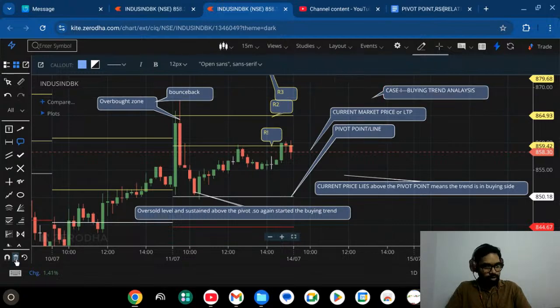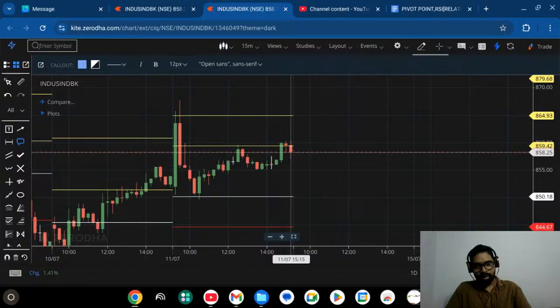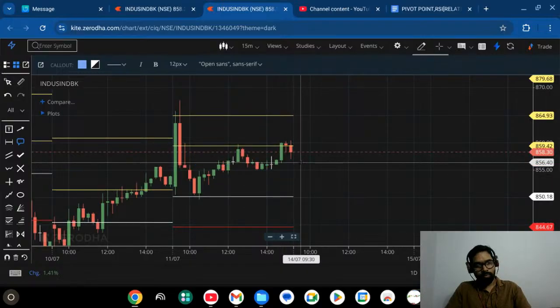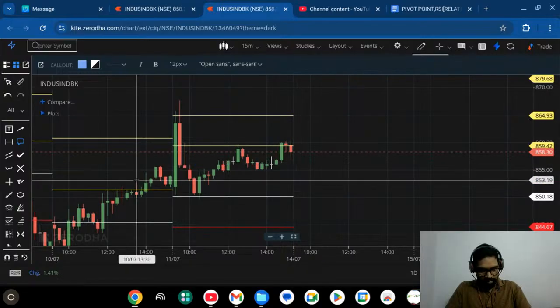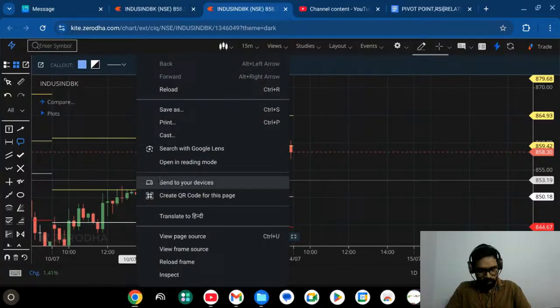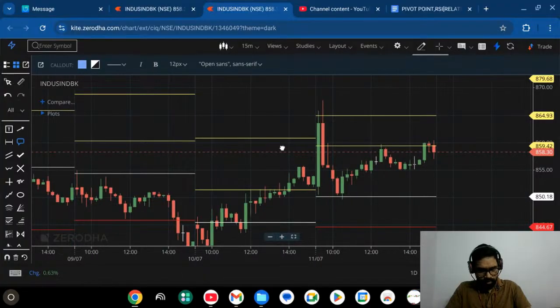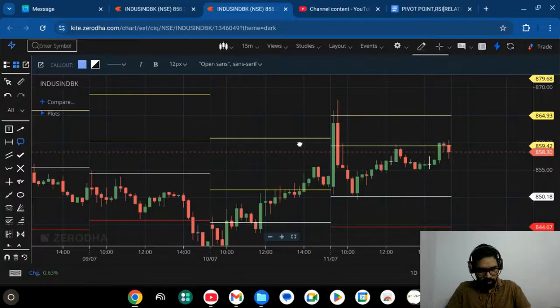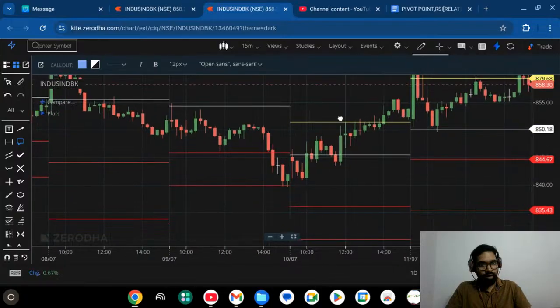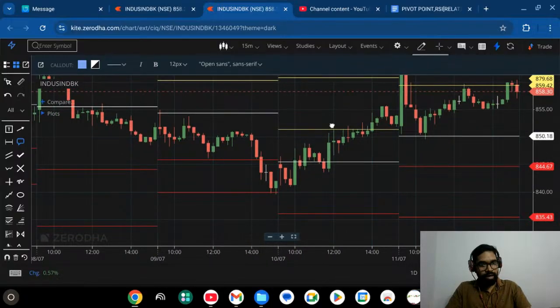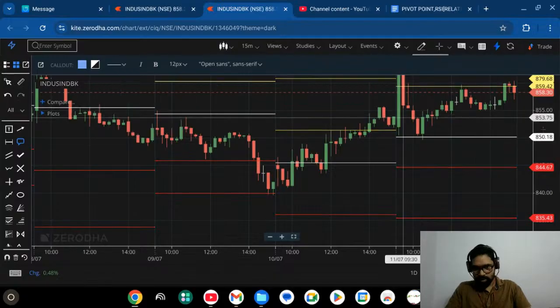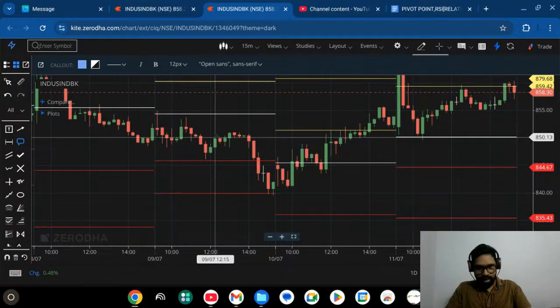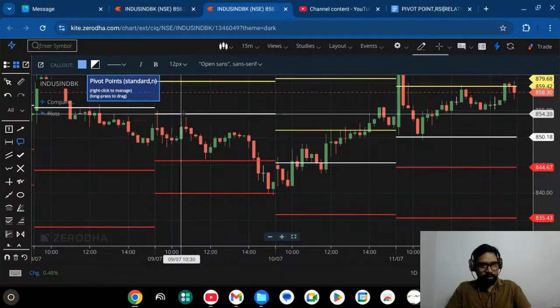What is the other situation? In the earlier scenario, the current price was above the pivot point, so we decided to go with the buy trend. Okay, I will come to the previous days, to the date the 9th as well. On the 9th, see here, this was the 11th of July and this is the 9th of July. So see, the pivot point is here.